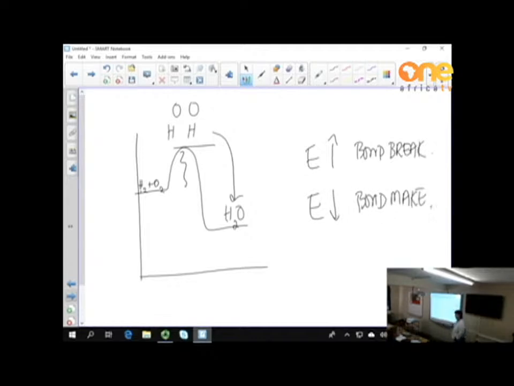And the reaction is exo or endothermic depending on how much energy is used for bond breaking and how much energy is given off during bond making. If bond breaking requires more energy than bond making gives, then it's endothermic. If bond making gives off more energy than what is required by bond breaking, then it is an exothermic reaction.